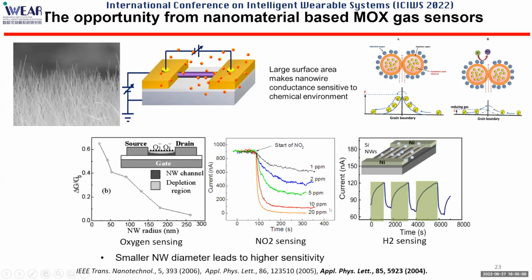And then something is coming. For example, nitrogen dioxide can reduce the conductance dramatically. Something is coming.